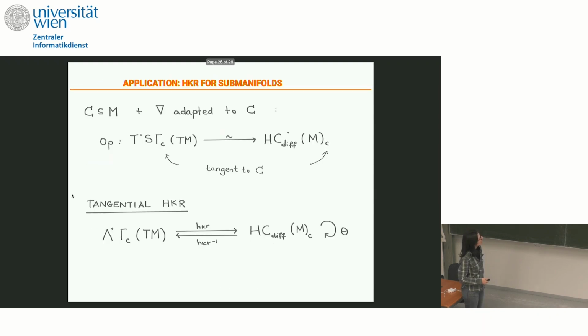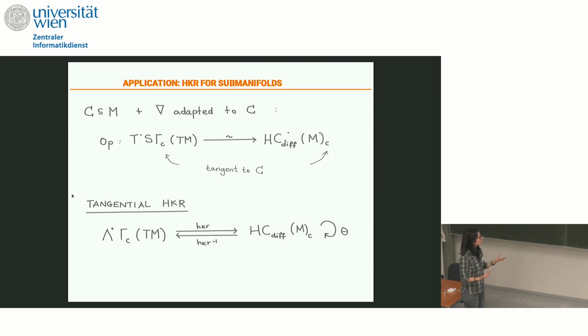Okay, so applications. The first application, as I told you already, is to me more like a sanity check. Consider now C, a submanifold of M, but I want this to be a closed embedded submanifold. And I consider a covariant derivative which is adapted to C, meaning essentially that if I restrict to C, I still have a covariant derivative on C. In this case, I do have some tangential symbol calculus.